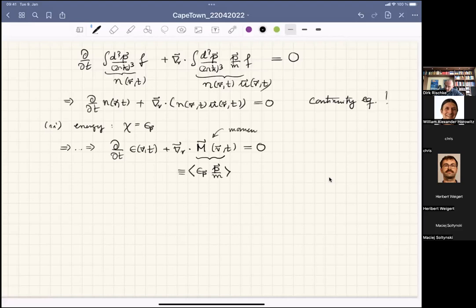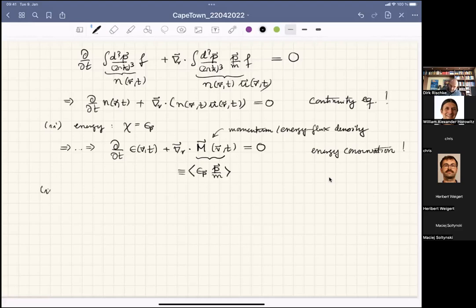Momentum or energy flux density. And that's, of course, the energy conservation equation, as is known from hydrodynamics.